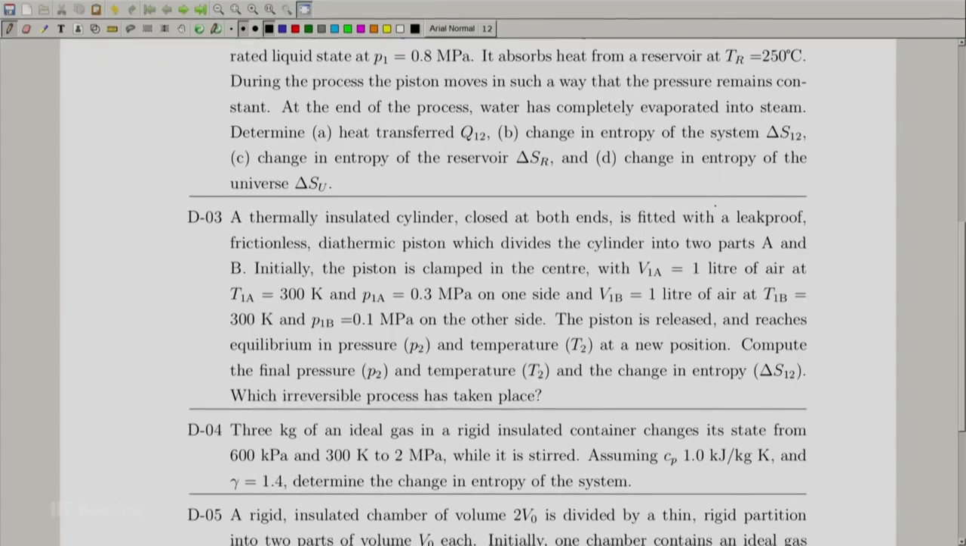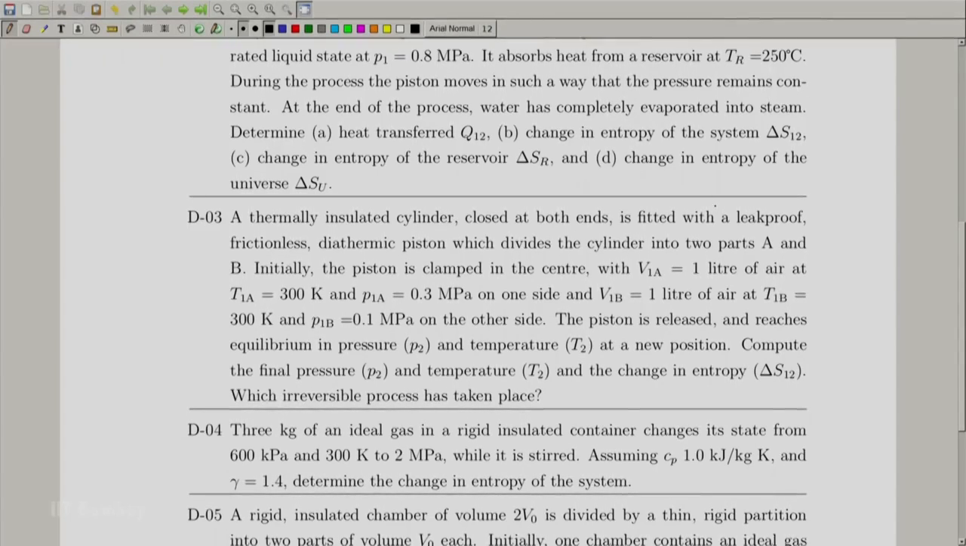That means we have a rigid box, and it is fitted with a leak-proof, frictionless, diathermic piston which divides the cylinder into two parts. It is leak proof, so whatever is on one side of the piston cannot move to the other side and vice versa. It is a diathermic piston, so it will maintain the temperatures of the two subsystems on either side equal. The two parts are known as A and B.